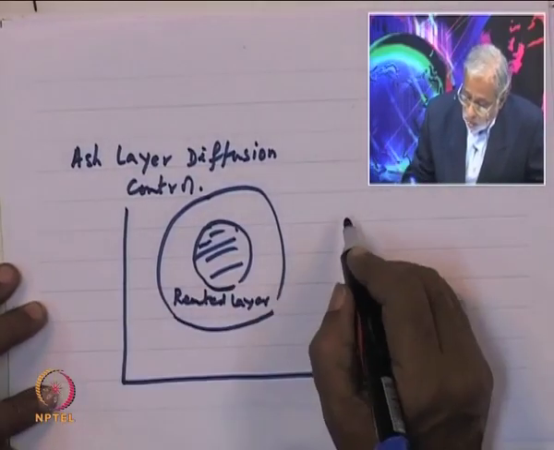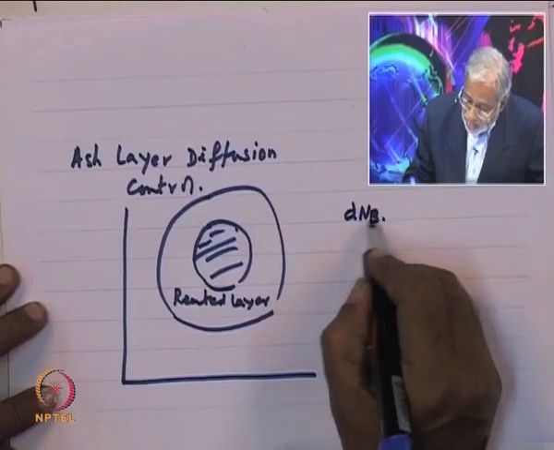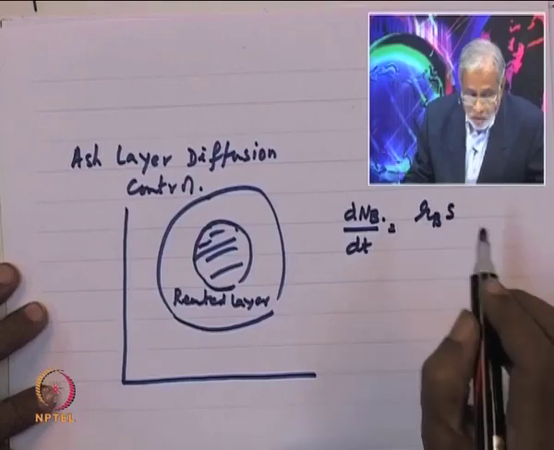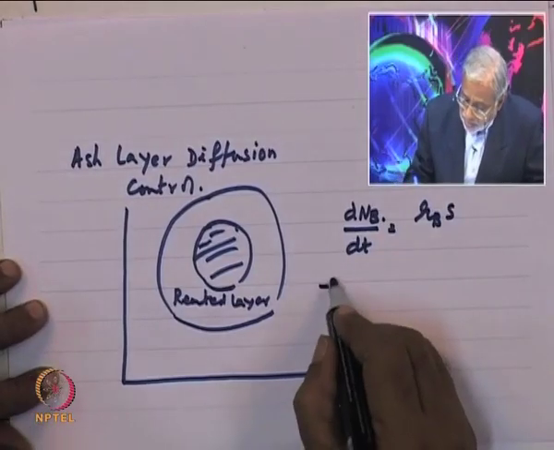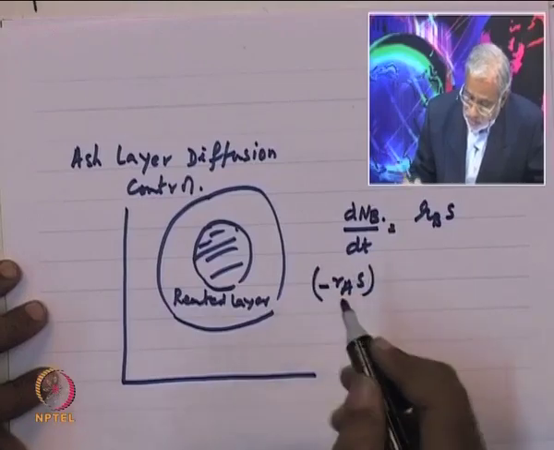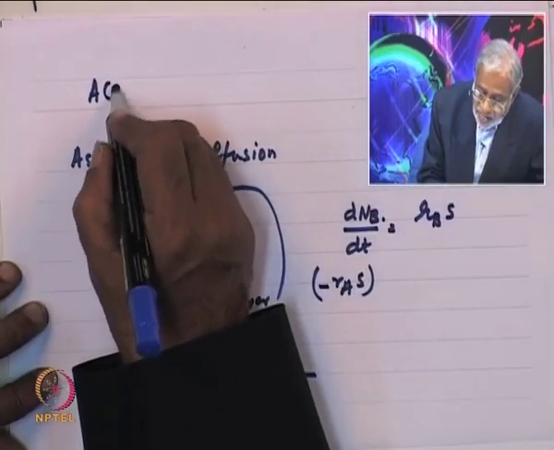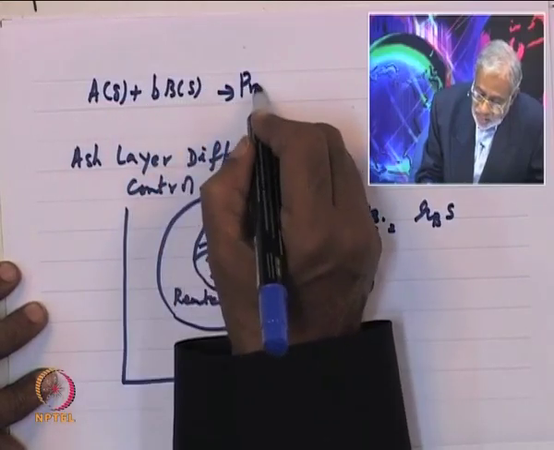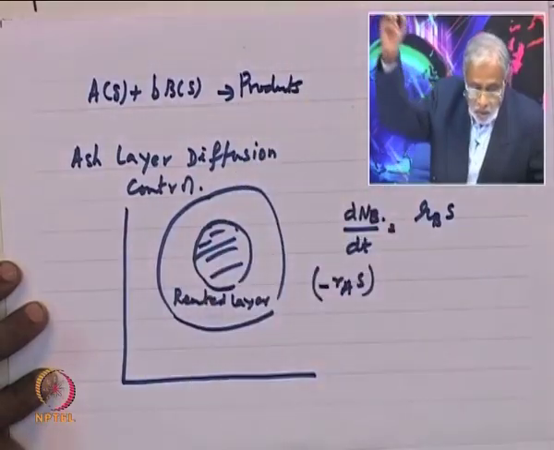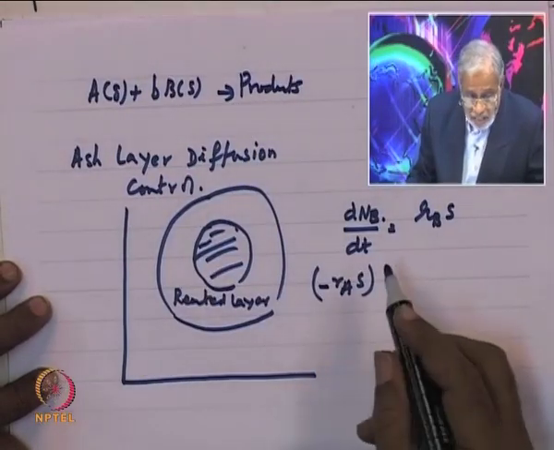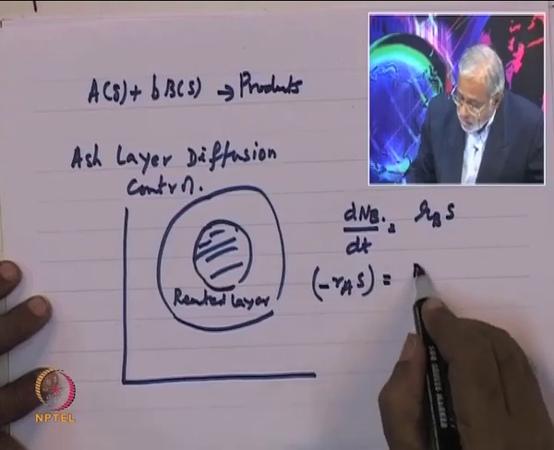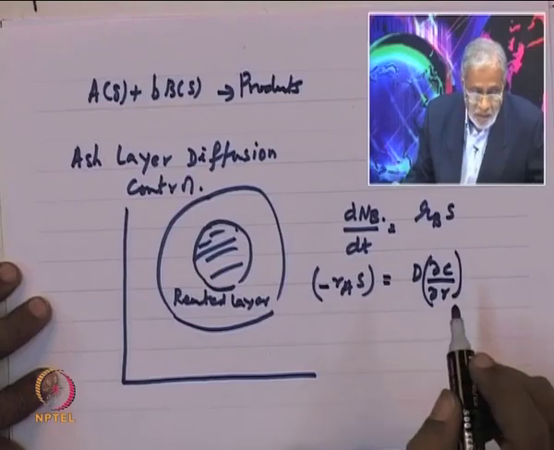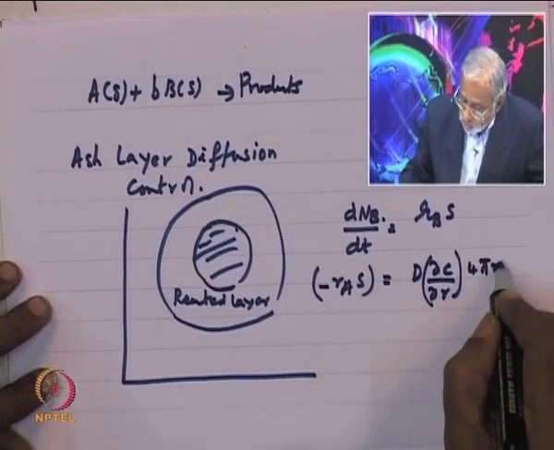So, let us recall that the rate at which chemical reaction occurs, dN b by dt, is R b S, something that we have been saying for a long time. And we also recognize that our reaction is A gas plus b B solid giving you products. This is the reaction we have taken. So, the rate at which reaction occurs is the rate at which the material is supplied to the unreacted surface multiplied by 4 pi r squared.